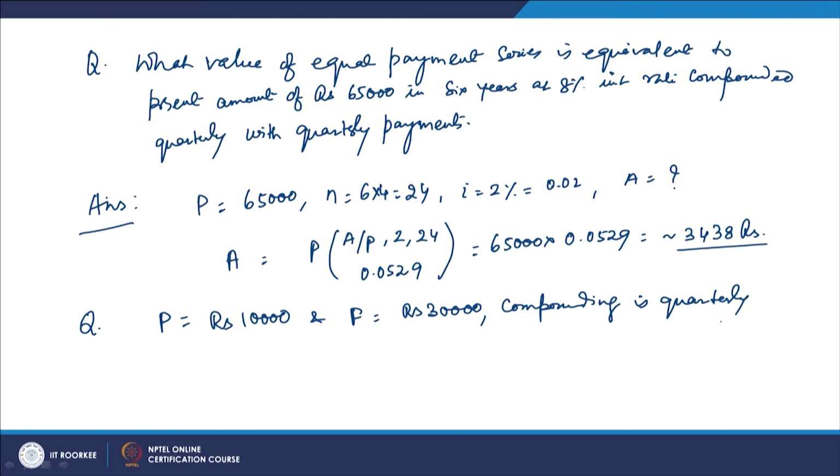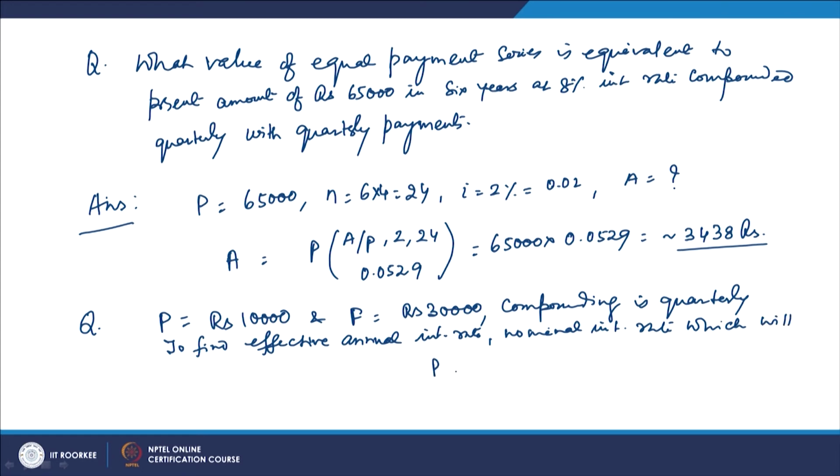So, you have to find what will be the effective annual interest rate. You have to find the effective annual interest rate, and then you also have to find the nominal interest rate. Now, you have to find all these interest rates which will make P and F equivalent for n equal to 6 years.